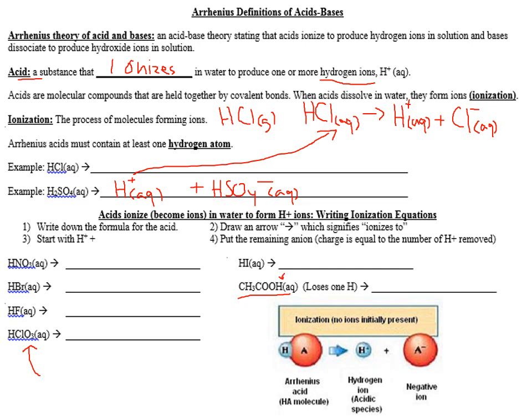You may have noticed that whenever you remove an H, the remaining ion that was attached to the H has a negative charge because that H carried a positive charge. So for example, HCl, when you remove that H, let's just say through ionization, you have H plus here and Cl minus here. It's important that the charges balance out, so H plus and Cl minus make 0. H plus and HSO4 minus make 0.